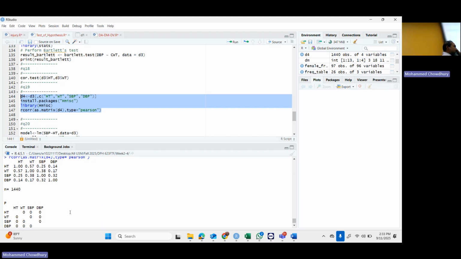Okay, so let me explain these things again. What does this mean? This means SBP and DBP have a correlation of 0.32, right? So the null hypothesis is that SBP and DBP are independent, and the alternative hypothesis is that they are not independent. Since the p value is 0, the null hypothesis that SBP and DBP are independent is rejected because the p value is less than 0.05.